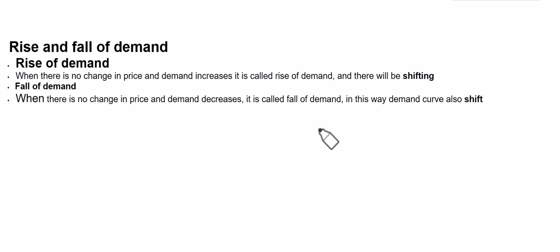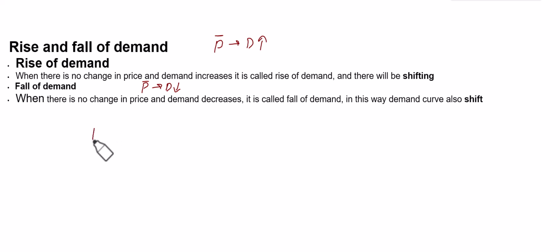or fall of demand. For example, in case of rise of demand, price is constant and demand is increasing, then it is called rise of demand. And in case of fall of demand, price is constant and demand is decreasing, so that is called fall of demand. And in this case there will be shifting of the demand curve.